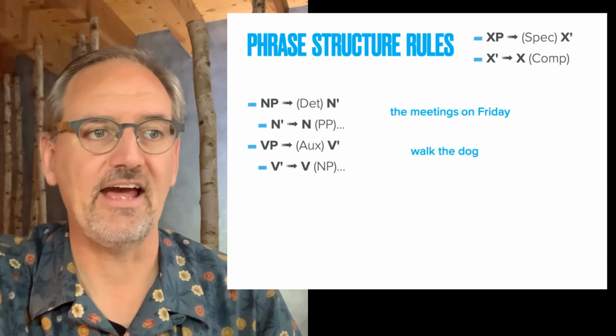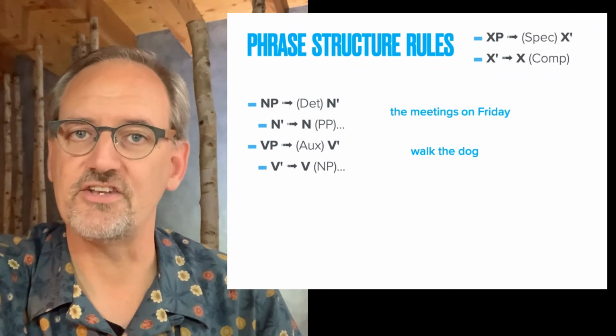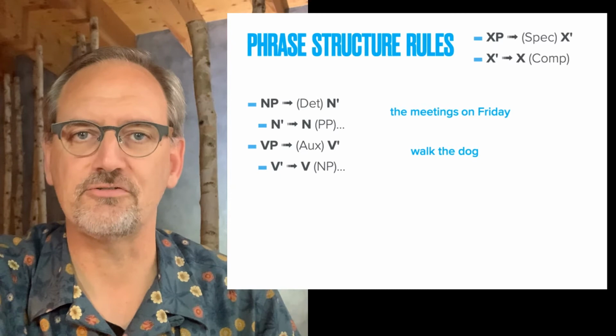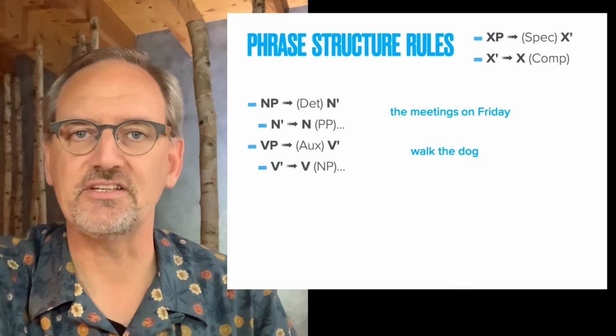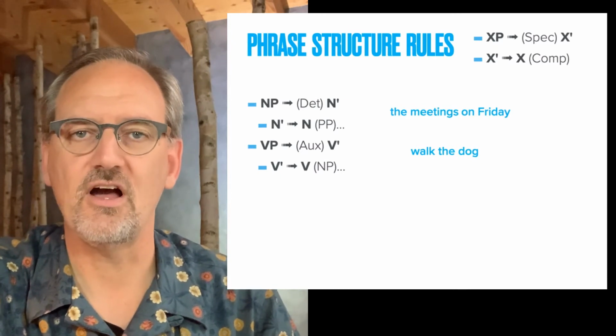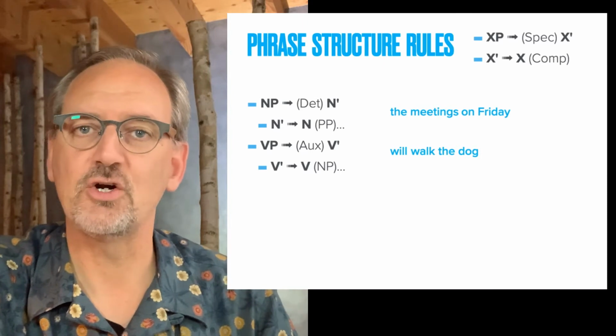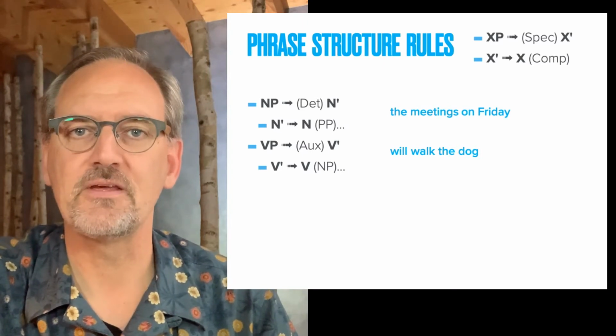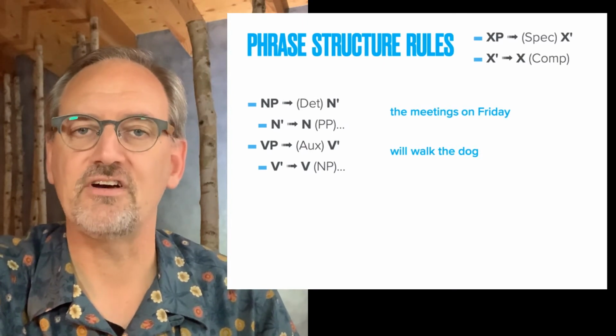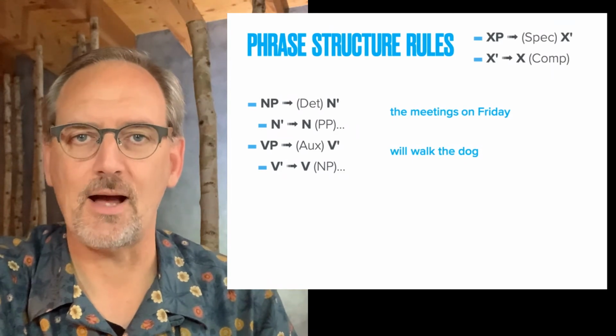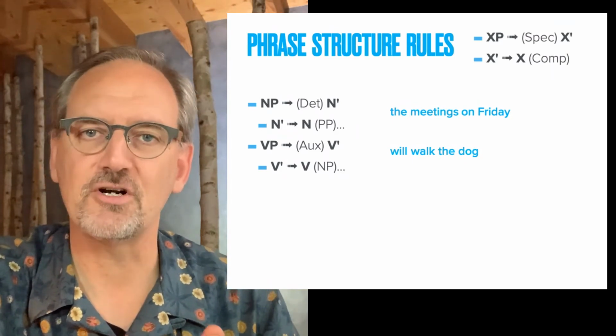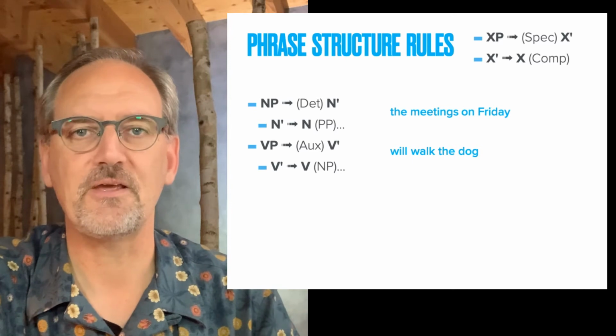Or I could add a complement. I could walk the dog. Right? The dog is a noun phrase that could be the complement of the verb walk. Or I could add a specifier. Will walk the dog. Right? So it's possible to have optional specifier, optional complement, but the verb itself is obligatory.